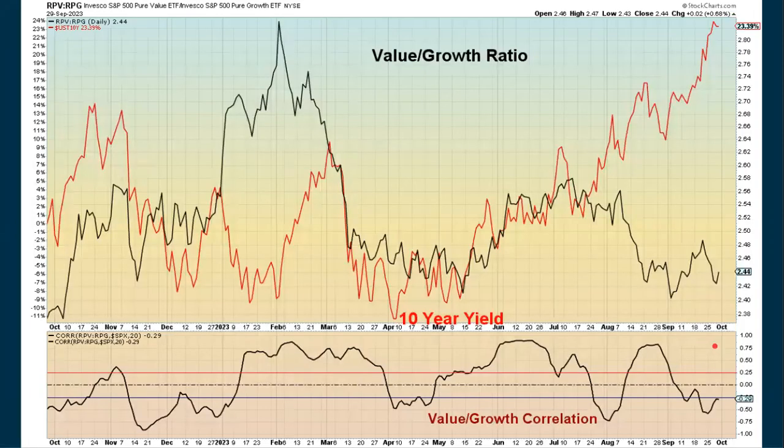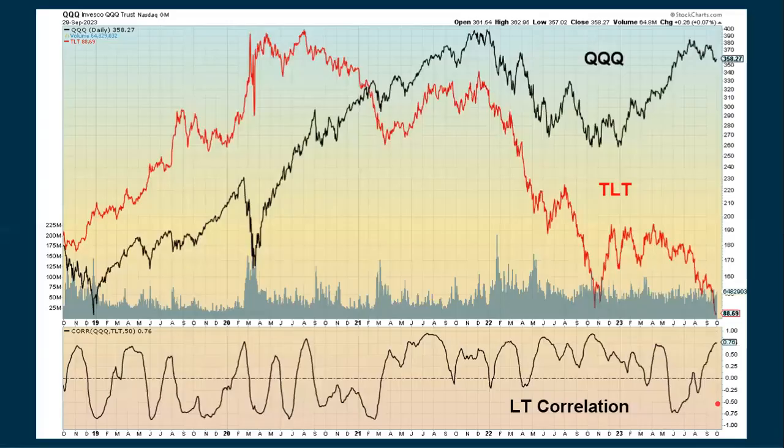Then here is a value to growth ratio, which is the black line, and then we have the 10-year yield, which is the red line. We look at the correlation between the two, and they're kind of neutral. They're having a slight tendency to go in opposite directions. Then we look at the Qs to the long-term bond ETF, and they're having a pretty strong correlated relationship, meaning that as bonds have been going down, the QQQs have been going down also.